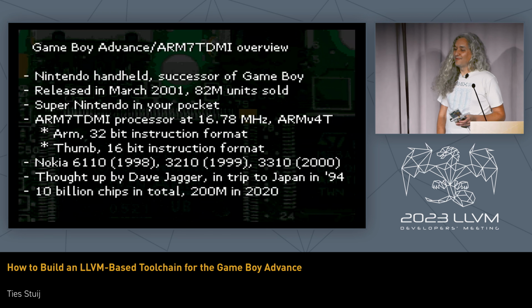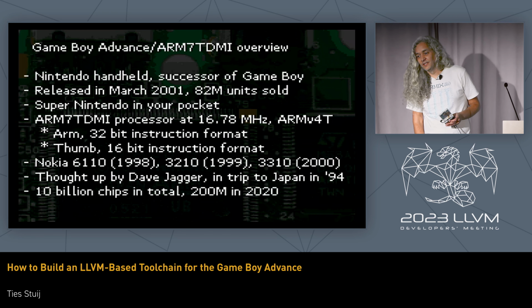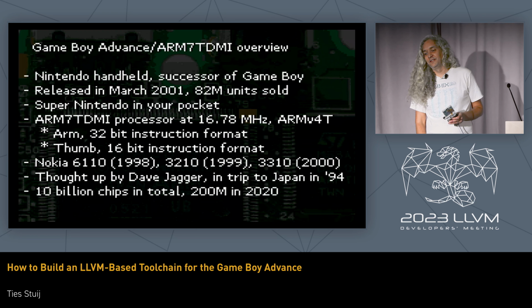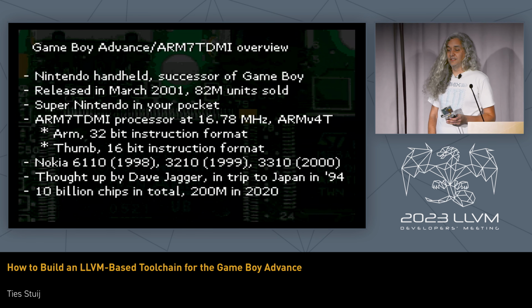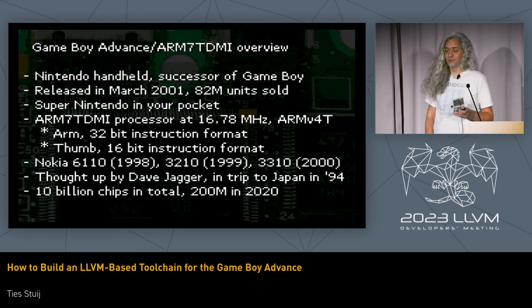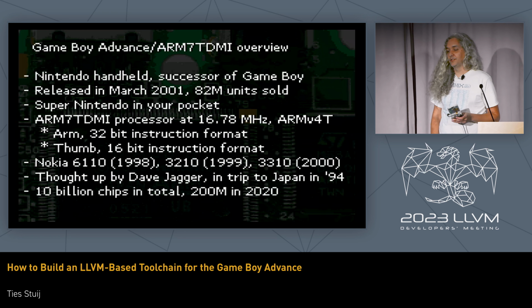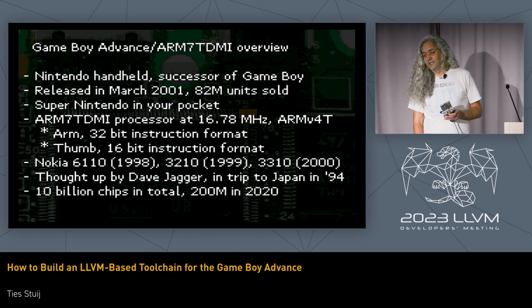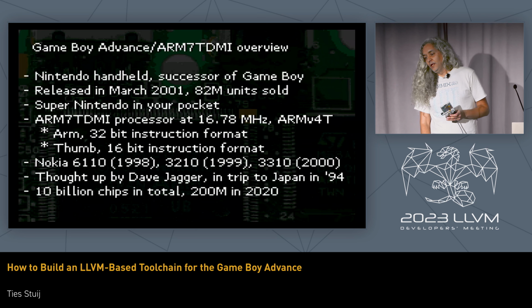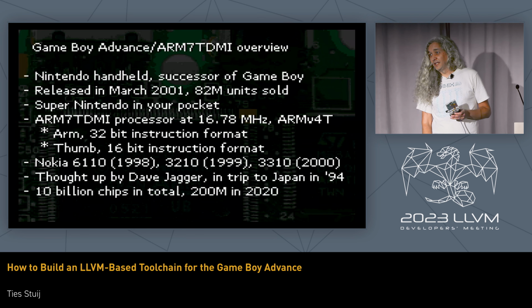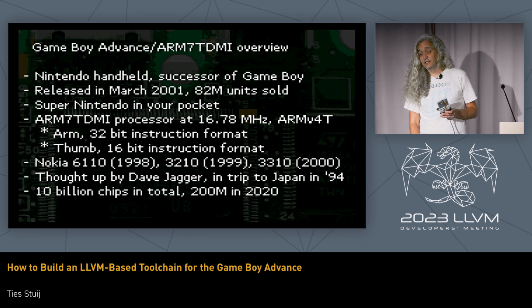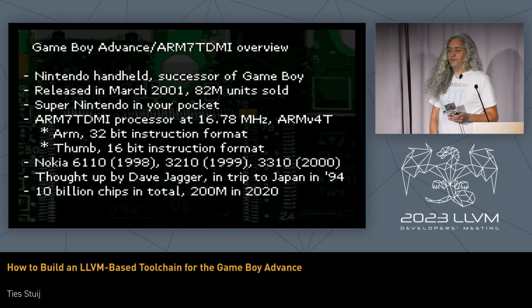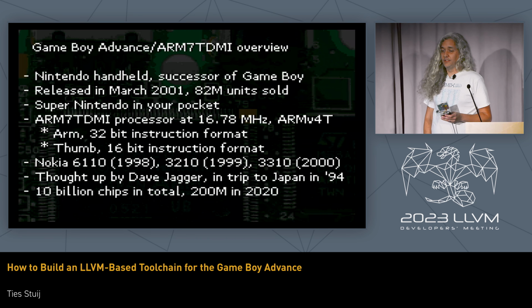A little bit of an overview of the Game Boy Advance. The chip, the ARM7TDMI, has as its claim to fame the Thumb instruction set, which is 16-bit but still uses the 32-bit registers that we have come to know and love. This is from the end of '94, I think, December '94, when it was officially released.